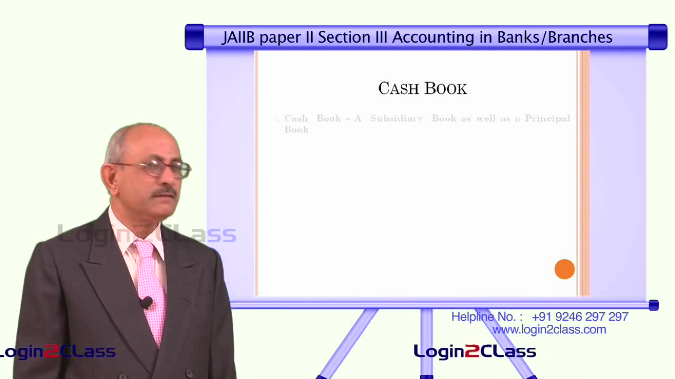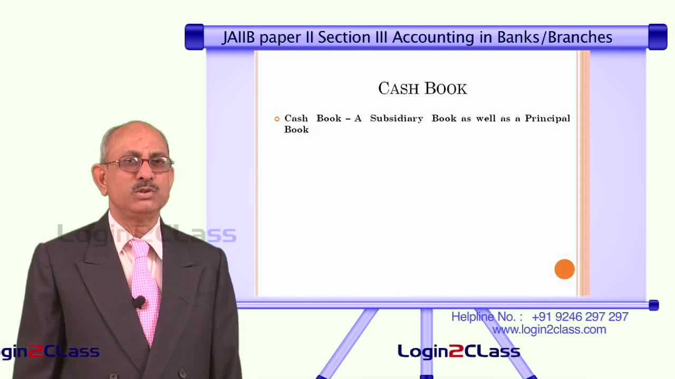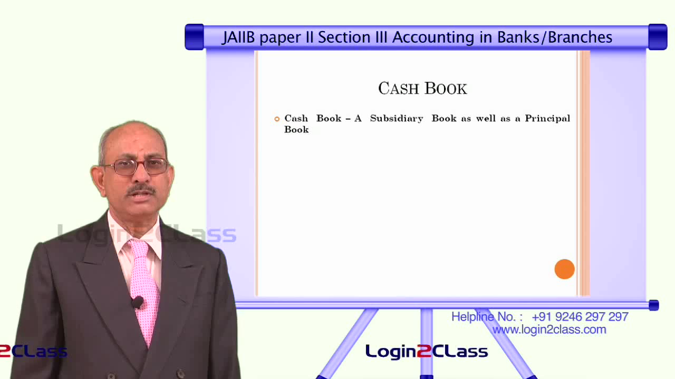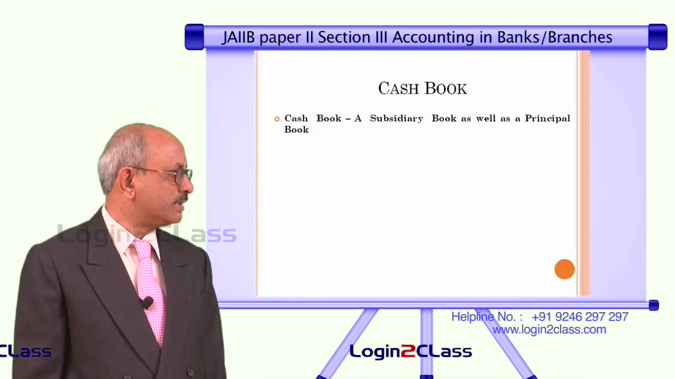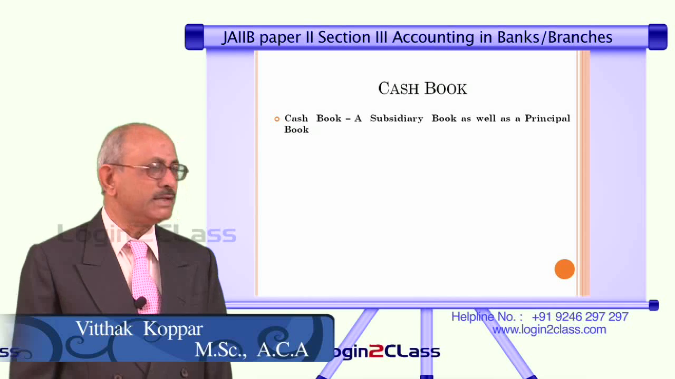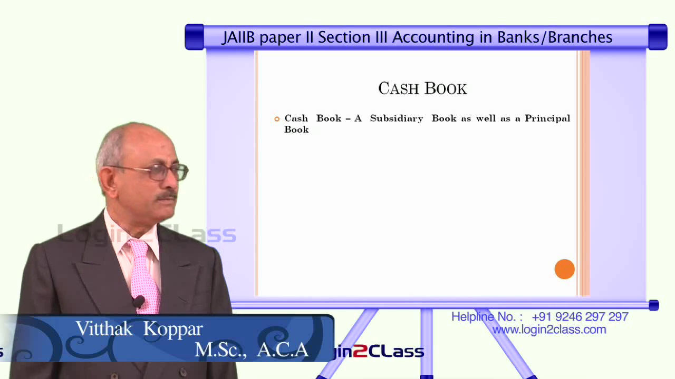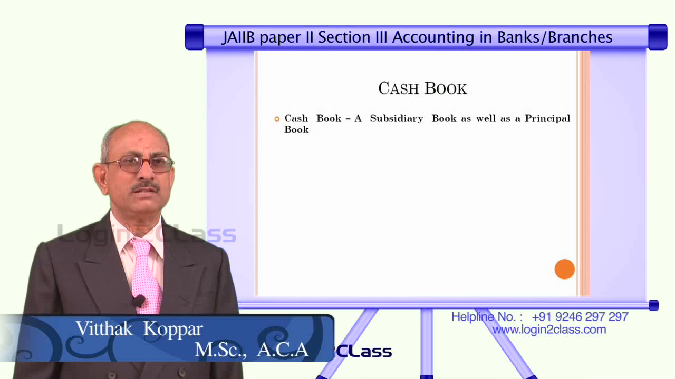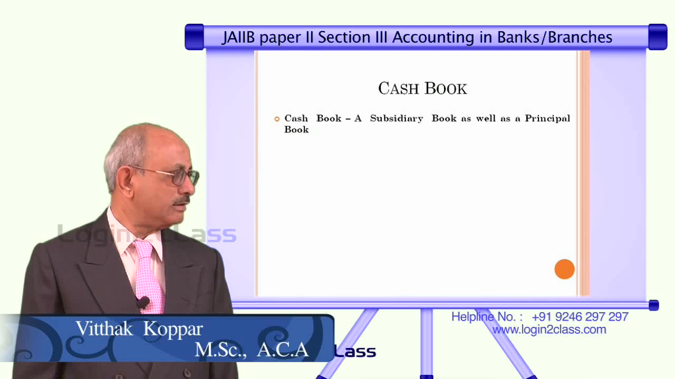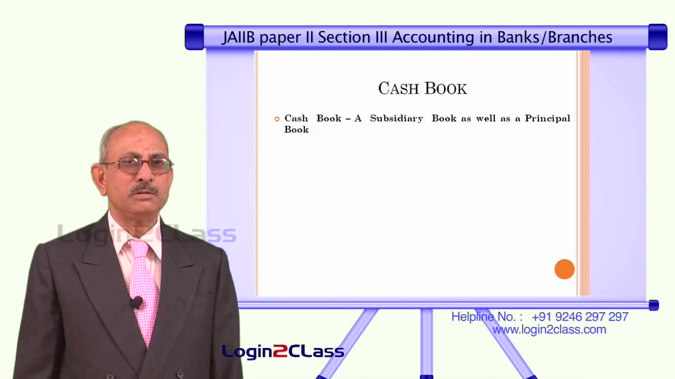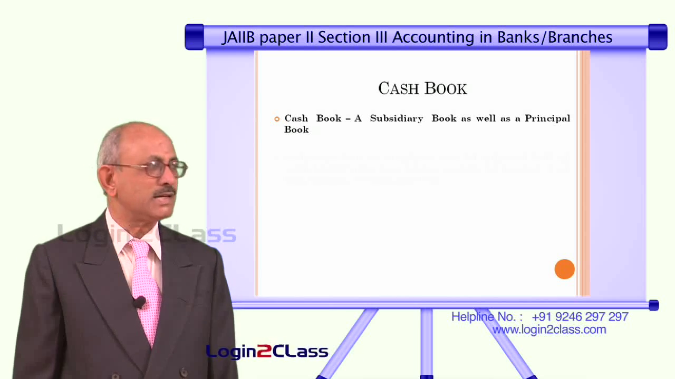Now we will take up the case of another important subsidiary book known as the cash book. As you know, cash book is also known as a principal book as well as a subsidiary book. So for that you have to understand the meaning of principal book and the meaning of subsidiary book. As you know, subsidiary books are the books of original entry. That means whatever is recorded, it will be recorded first in the subsidiary book and then it will be taken to the principal book. Principal books are normally the ledger accounts.